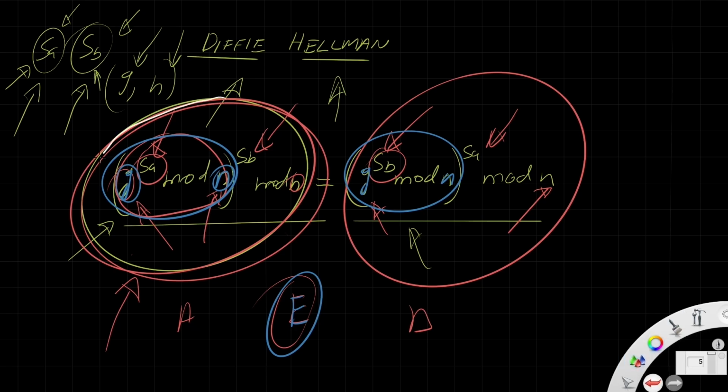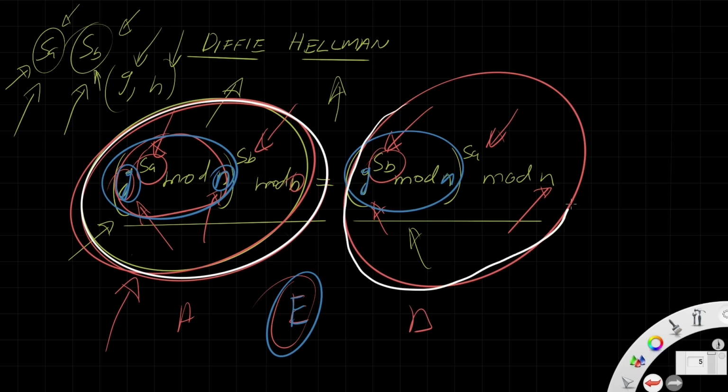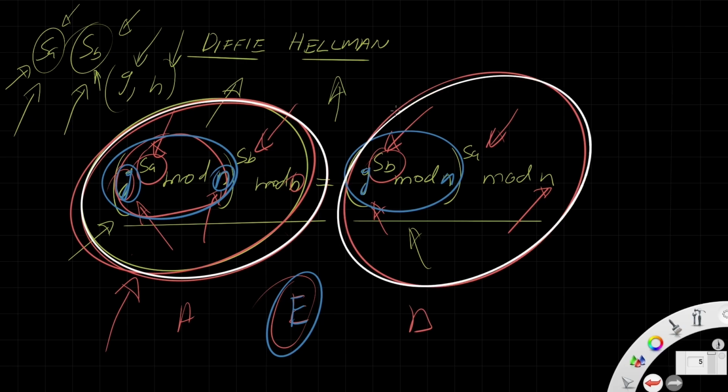But E doesn't know, I'll draw it in another color, this bit. This is not known to E. Same as this, which is exactly the same. So that is the summary of the algorithm.